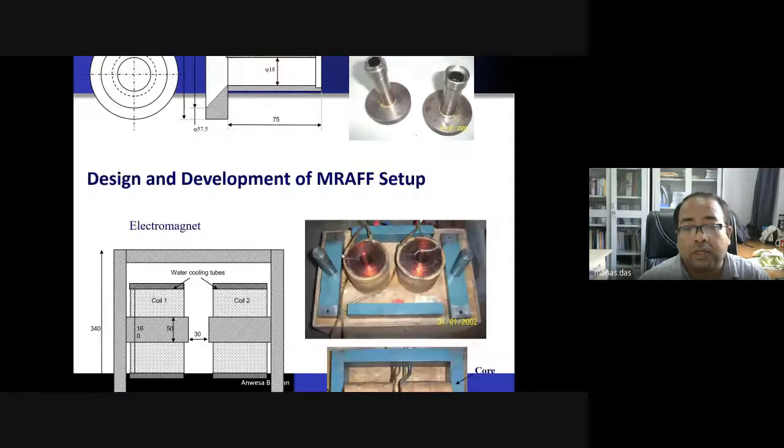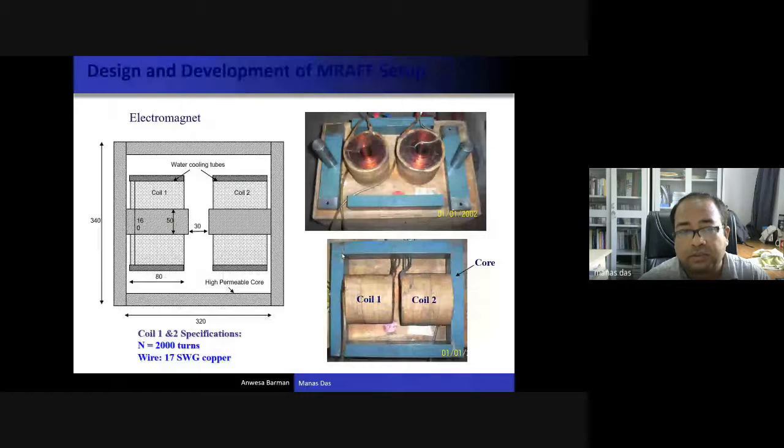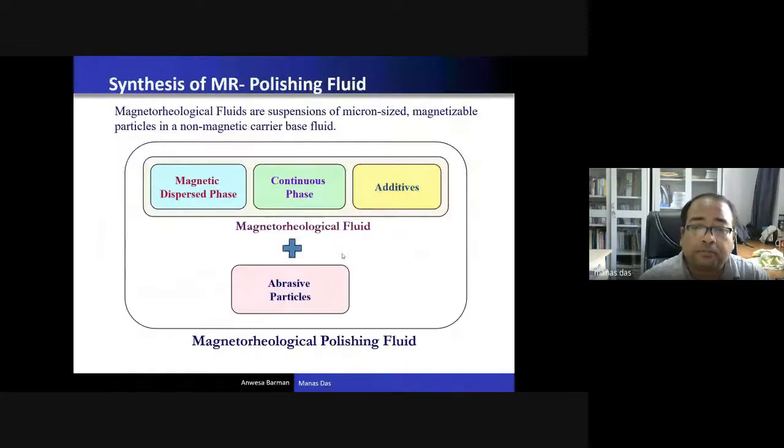Okay, so this is the electromagnet which we have designed for giving the magnetic field. And this is the fluid, how we have developed it. The continuous phase is the base material. As I told you, it may be deionized water or an oil-based media. After mixing this, we have to add the magnetic particles, and certain additives and surfactants are added.